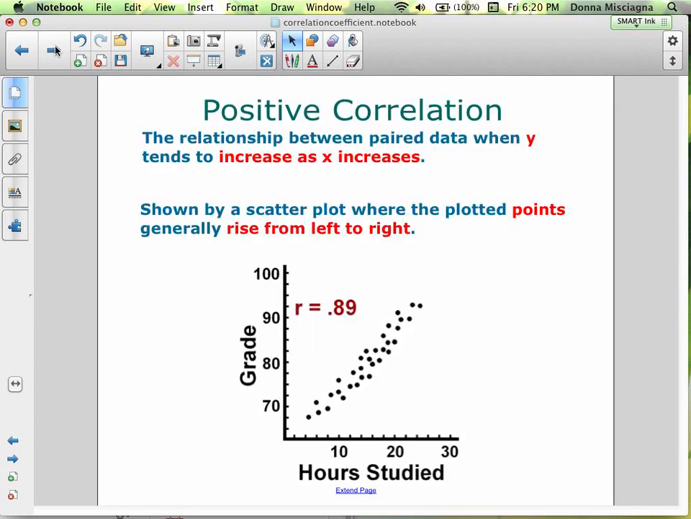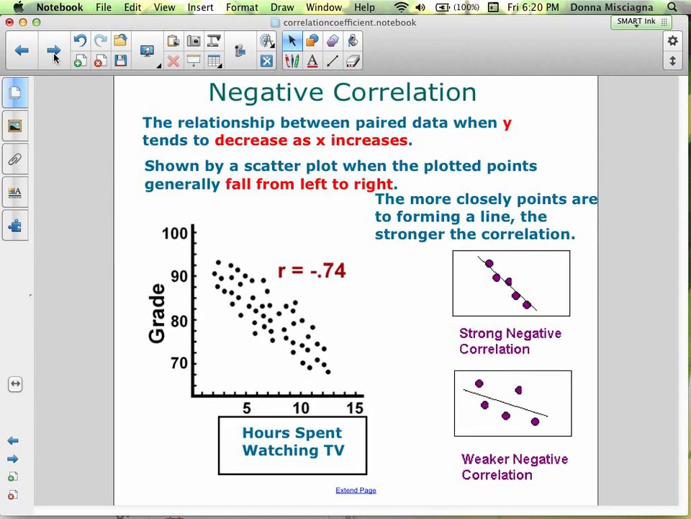All right, let's take a look at some more examples. So you have some in your notes. These ones aren't in your notes, but here we have some more examples. Positive correlation: the relationship between paired data when y tends to increase as x increases. It's shown by a scatter plot where the plotted points generally rise left to right. And so notice the points are following a positive trend. They increase as we look at them left to right. And 0.89 is a fairly strong positive correlation. Not as strong as 0.95 in the other diagram, but pretty strong.